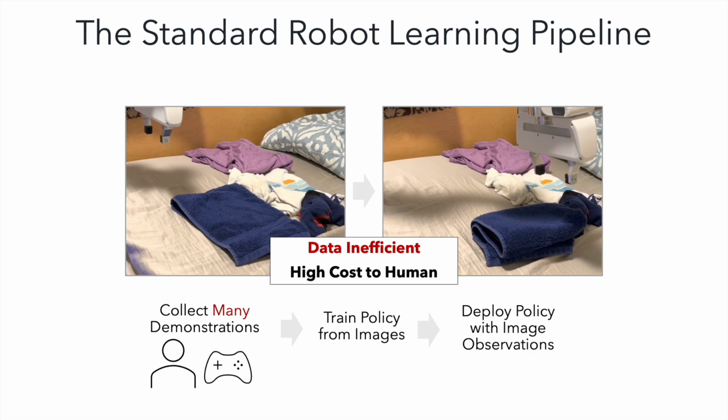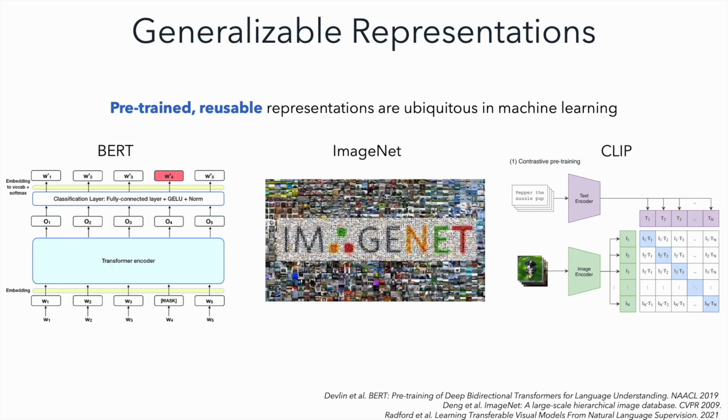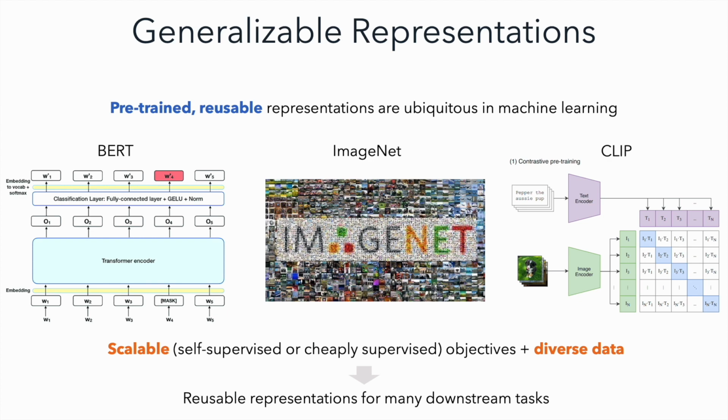Can pre-training make learning such a robotic manipulation skill more data efficient? Indeed, other fields in machine learning like computer vision or NLP have been able to mitigate this issue through pre-trained reusable representations. In these areas, training with scalable objectives like self-supervised or cheaply supervised learning on massive, diverse datasets has produced representations reusable for a wide range of downstream tasks, making downstream learning more efficient.